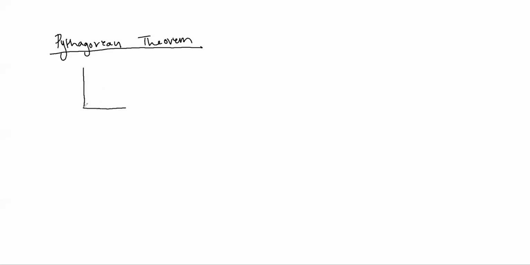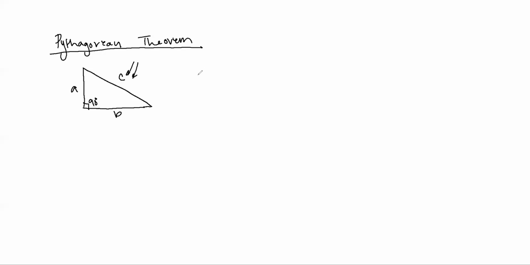You have a right triangle. And this angle right here is a right angle, so it's 90 degrees. And then we're given three sides, A, B, and C. C is the hypotenuse, A and B are the two legs. Doesn't matter which one A or B is, but C has to be the hypotenuse.